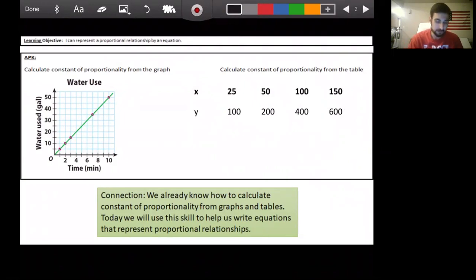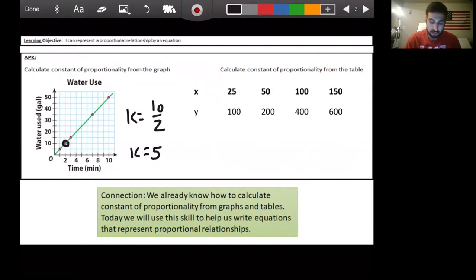So looking at our graph here, we can pick our first point. I'm going to pick this point right here just because that has corresponding values on their axis. So I know that y is 10 and x is 2. So k would be equal to 10 over 2. K would be equal to 5.